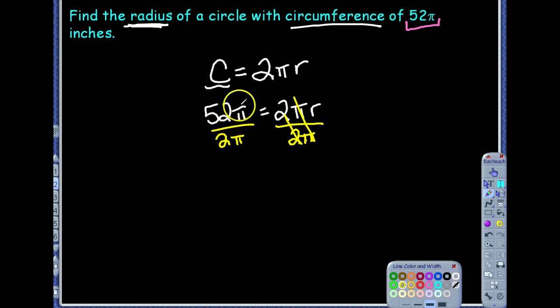The 2's and pi's cancel here. What happens with these pi's? A pi divided by pi is just 1, so that cancels out. So I'm really just taking 52 divided by 2. So r ends up being 26, and this is in inches. Love it. The radius is a linear unit. Yes, linear measure because it is just a distance from the center to any point on the circle.